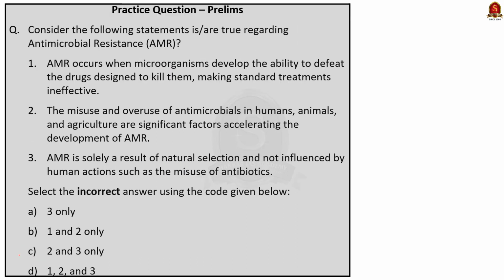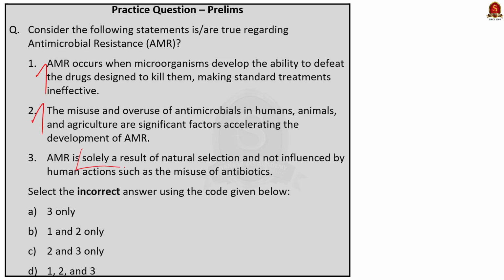See the second question. Consider the following statements regarding the antimicrobial resistance. See the first statement. AMR occurs when microorganisms develop the ability to defeat the drugs designed to kill them, making standard treatments ineffective. See, this statement is correct. See the second statement. The misuse or overuse of antimicrobials in humans, animals and agriculture are significant factors accelerating the development of AMR. See, this statement is also correct as we have seen in our discussion.